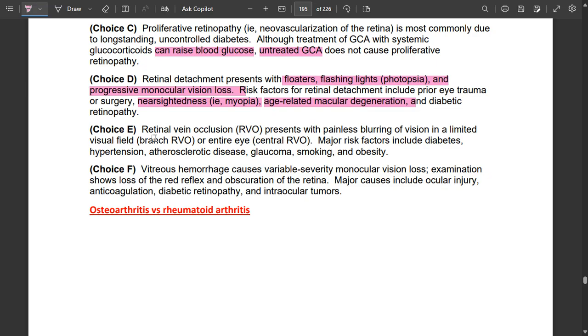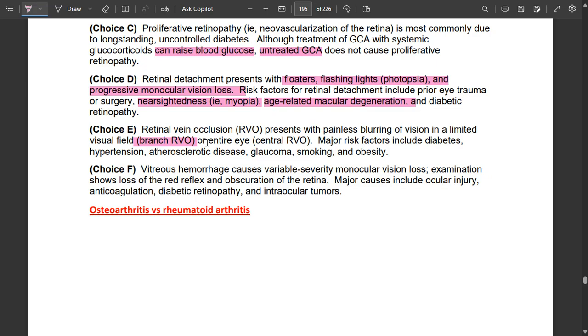RVO, retinal vein occlusion, presents with painless blurring of vision in a limited visual field. So there is branch retinal vein occlusion or entire-eye central retinal vein occlusion. So there can be blurring of vision in particular fields. If there is vision loss only in a particular field, it is branch retinal vein occlusion. If painless blurring of vision is seen in the entire eye, then it can be central RVO. Major risk factors include diabetes, hypertension, atherosclerotic disease, glaucoma, smoking, or obesity.